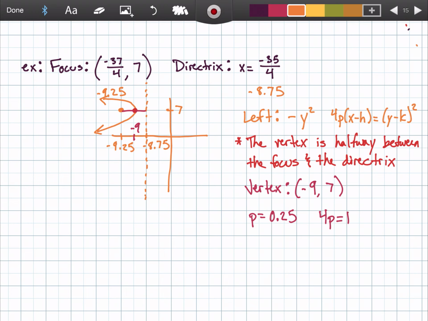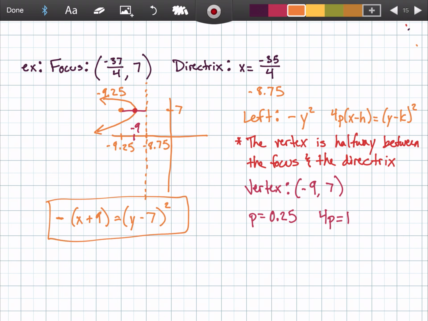Okay, so vertex here is at negative 9. And notice the y-coordinate didn't change, so that's a 7. Cool. And I know that the distance between either of those two is 0.25, which means 4p equals 1 again. So using all of this information, I'm going to have a negative, and then I'm going to have x opposite of h, which is going to be positive 9 equals, no, it's not squared, sorry. Oh my gosh, I'm falling apart. Hashtag first take. Y opposite 7 squared.